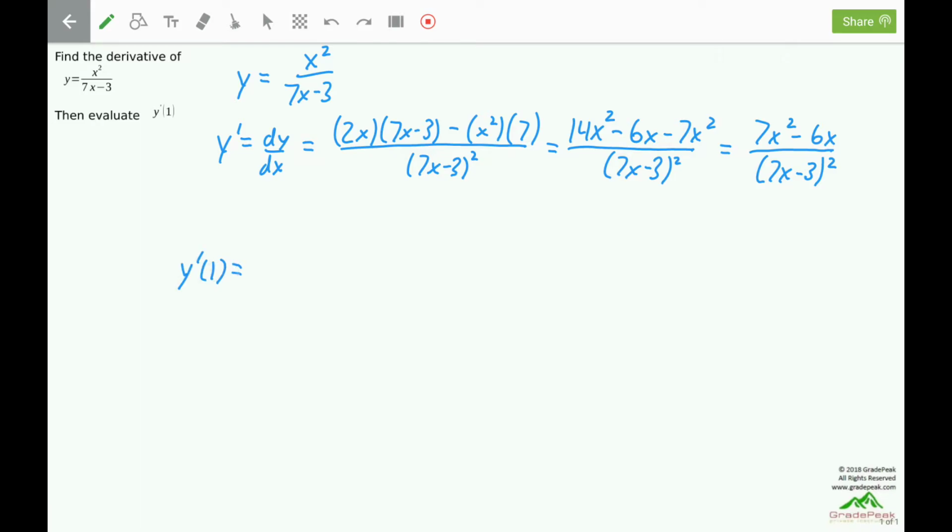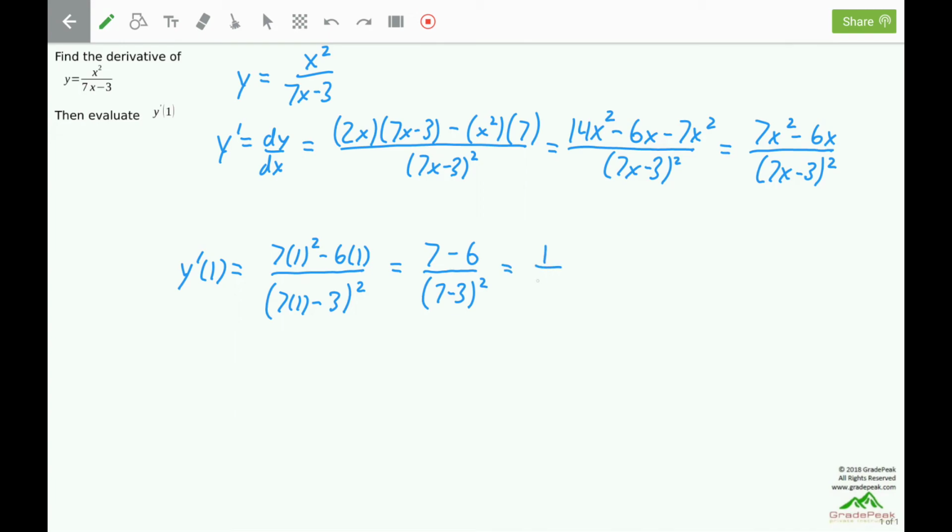Y prime of 1, which means to plug a 1 in for each of the x's, so 7 times 1 squared minus 6 times 1, all divided by 7 times 1 minus 3 quantity squared. In the numerator, 1 squared is 1, times 7 is 7, minus 6 times 1 is minus 6. In the denominator, you'll have 7 minus 3 quantity squared.